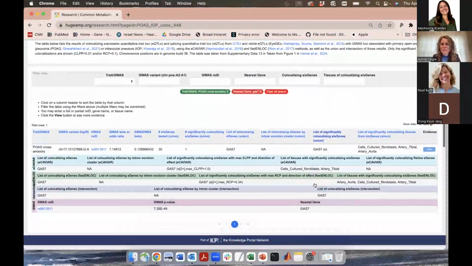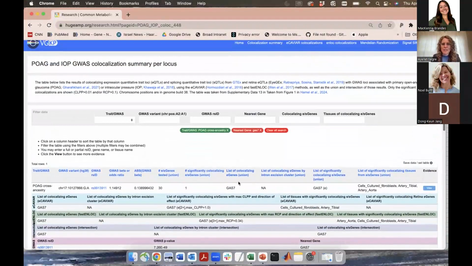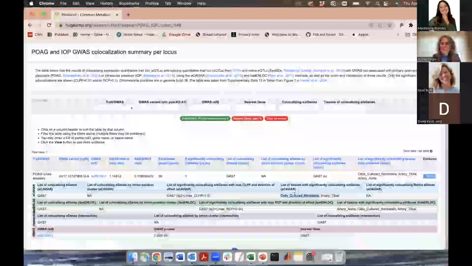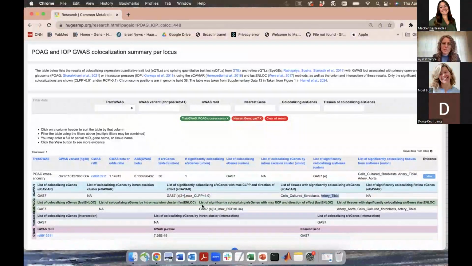And here we have a lot of information on how many genes were tested. So how many E genes and S genes are tested here? 30 genes were tested. Many more eQTLs and sQTLs were tested because there may be more than one tissue in which this eQTL or sQTL is significant. So for example, in this case, the GAS7 eQTL co-localized both in fibroblast and artery tibial.